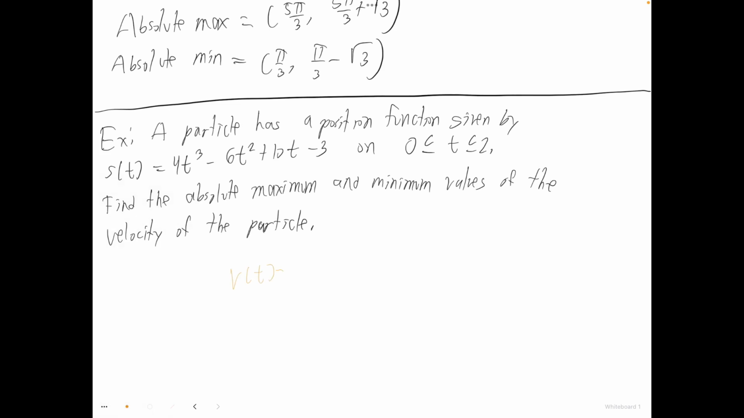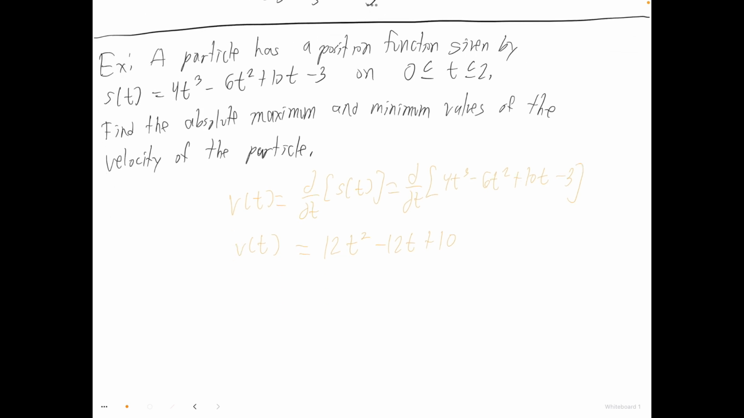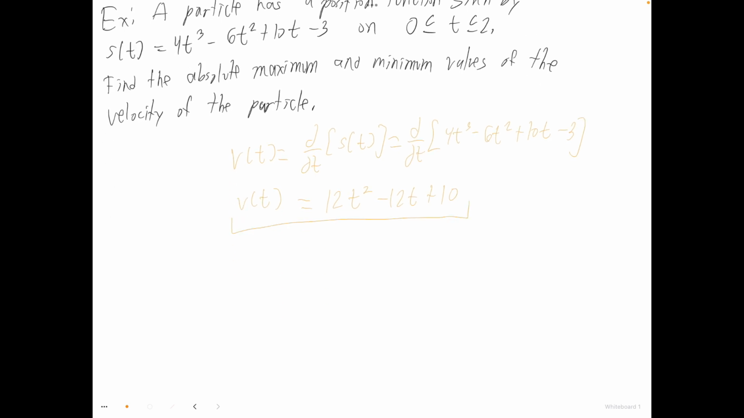So the velocity function, recall, is the derivative of position. And so we're going to take the derivative of our position function, which is 4t cubed minus 6t squared plus 10t minus 3. Taking its derivative, we get 12t squared minus 12t plus 10. And so that is our velocity function. But we want the maximum and minimum of the velocity function. And so now we're going to use the closed interval method on v of t to find the absolute maximum and minimum.